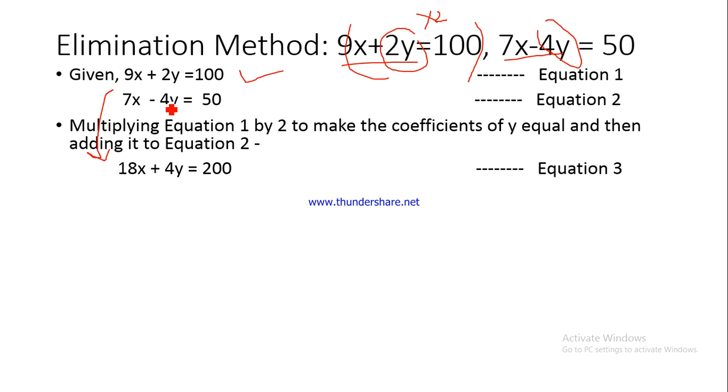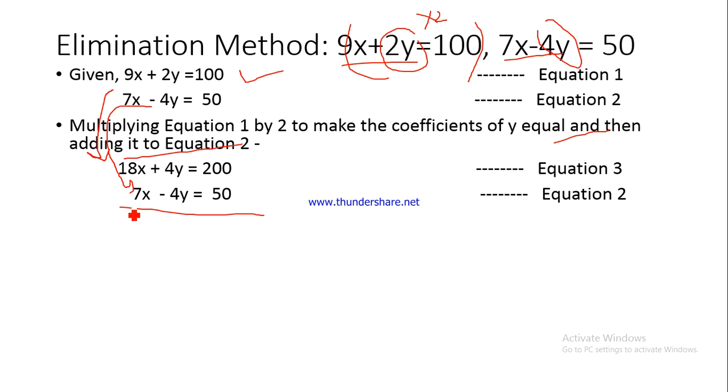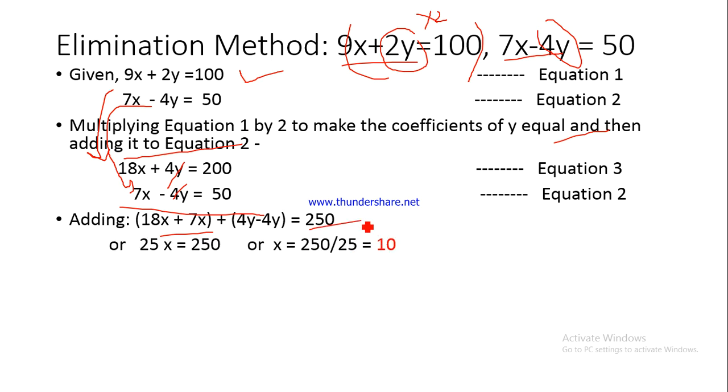So now we've got 18x plus 4y is equal to 200. And now what do we do? We add it to the second equation, which is 7x minus 4y is equal to 50. Now since you know already that the signs are different in the two equations, one is positive, the other one is negative, what would you do? You would go for adding up the two equations. So I'm basically adding up the two equations, and what happens when I add them up? 18x plus 7x becomes 25x, while these two terms get eliminated. 4y minus 4y becomes 0, and this would be 250, and from here I can find out the value of x is equal to 10.